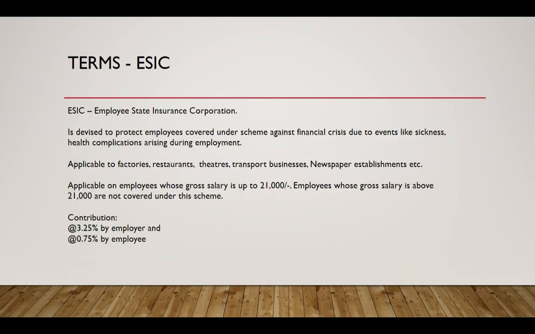Now let's talk about what ESIC is. I want you to read the content on your screen, which is self-explanatory, and focus on the contribution rate. For ESIC, 3.25% of gross is contributed by the employer and 0.75% of gross is contributed from the employee's end. By corporate laws, if your organization is required to contribute towards ESIC, then you need to deduct that amount and also contribute from your end towards ESIC.